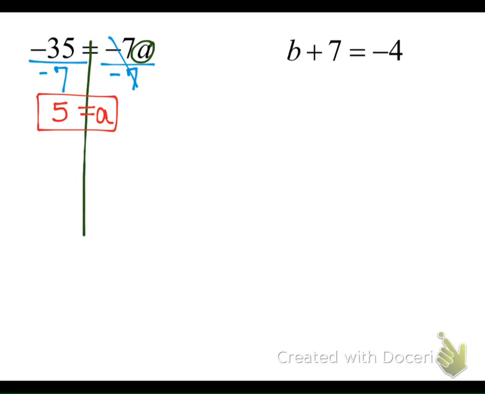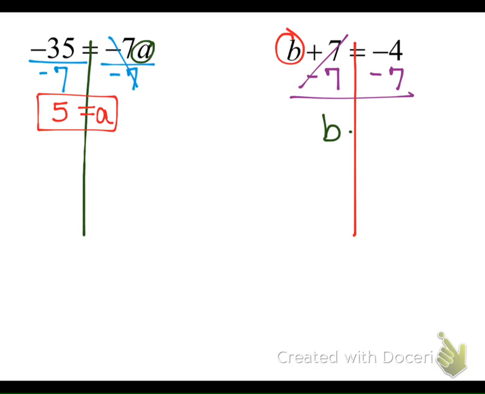B plus 7 equals -4. Rihanna? Okay, you draw your line, equal sign, circle your variable. Put -7 on each side. And then I think you get B equals -11. You're right. B equals -11. So if you owe me $4, and you owe me 7 more, you owe me 11. Nice job. See, I told you guys were pros at these.